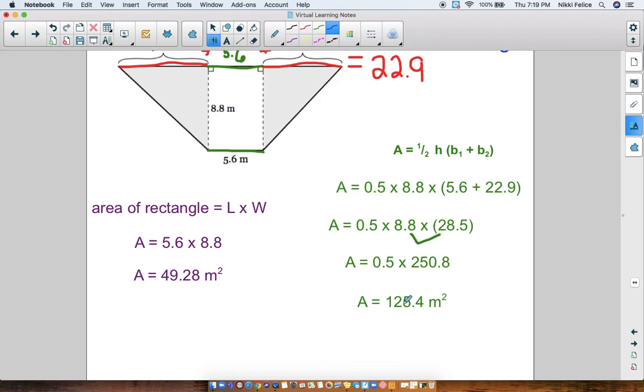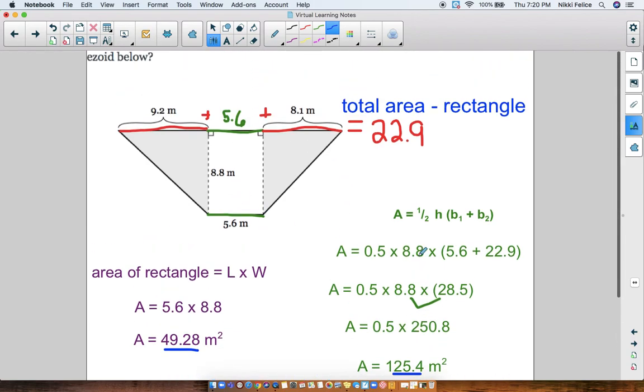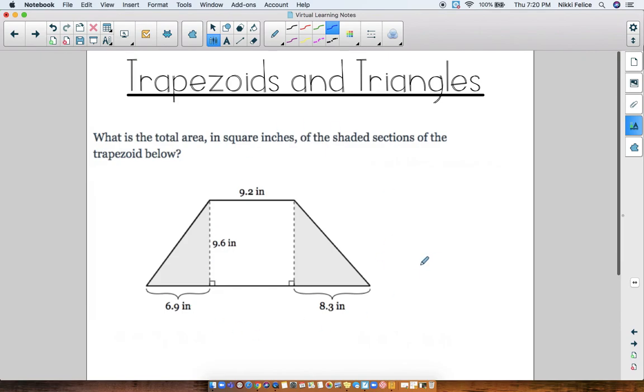So what I'm going to do is I'm going to do the total area, which is 125.4, minus the part that I don't want, which is 49.28. And when I subtract those two numbers, I get 76.12 meters squared. Okay, so this is probably the hardest problem you're going to have, and I don't think it's all that bad. And these are your two methods. So you can either do it like this, or you could do it the way that we did for the first problem, where we just found the area of the two triangles and added them. And that's it. Let me know if you guys have questions.